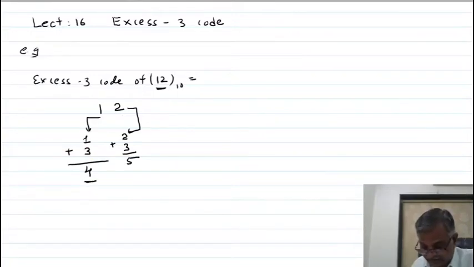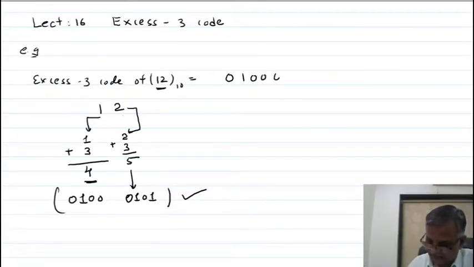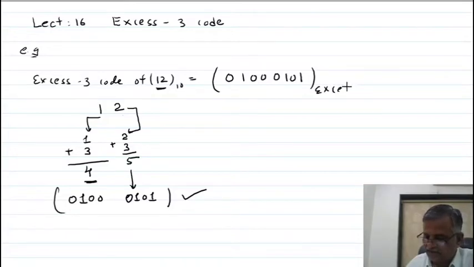Then this number is represented in a 4-bit binary number. This is called the XS3 code of decimal number 12. This is your XS3 code of decimal number 12. I think you understand.